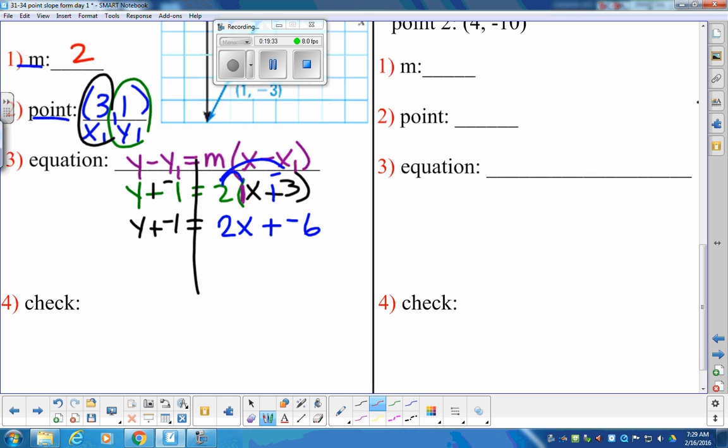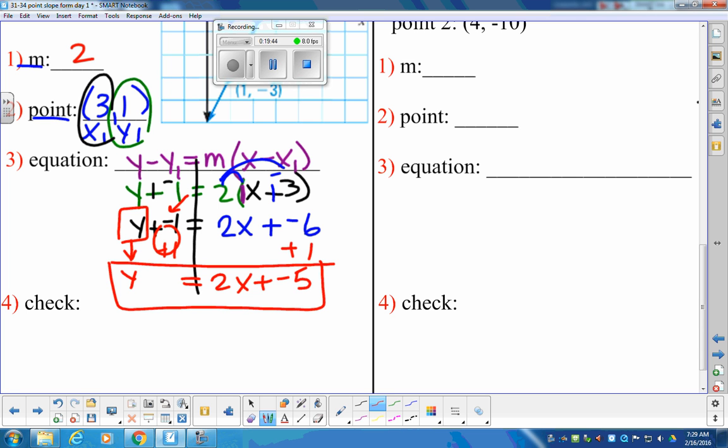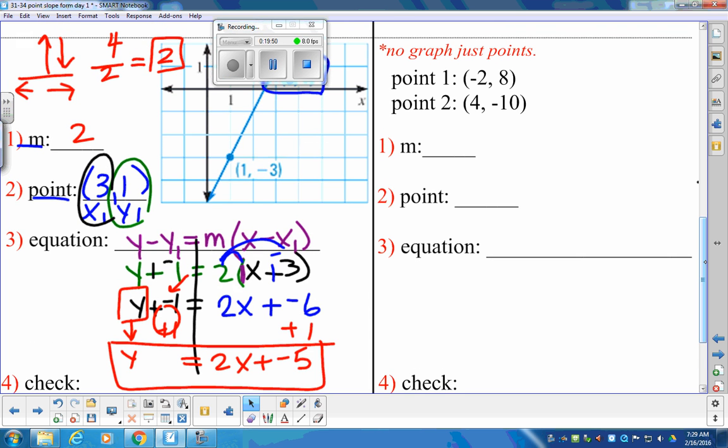And hand method kicks in. Solving for y. Get rid of that -1. We add 1, copy, paste. If I haven't used it, drag it down. And we get 2x plus -5. Go ahead and catch up on that if that was too fast. Go ahead and pause that video. Make sure you understand how to solve that equation for y, hand method.